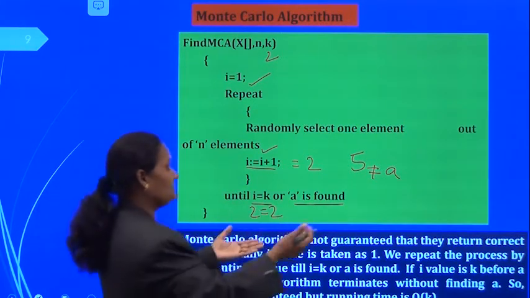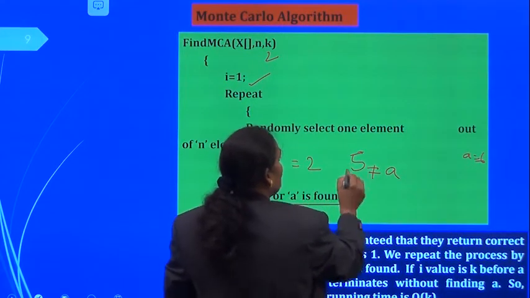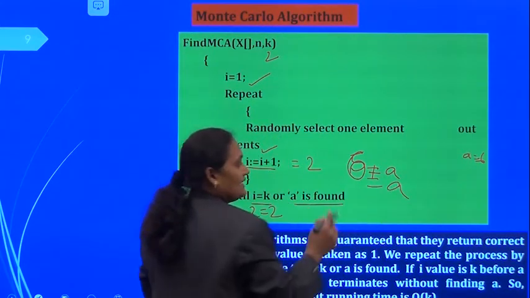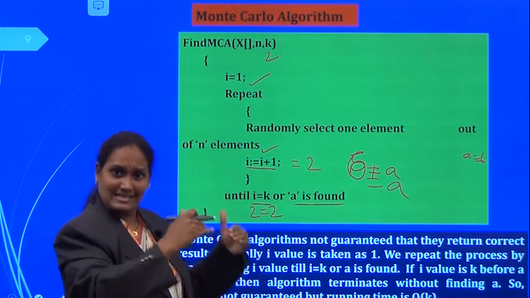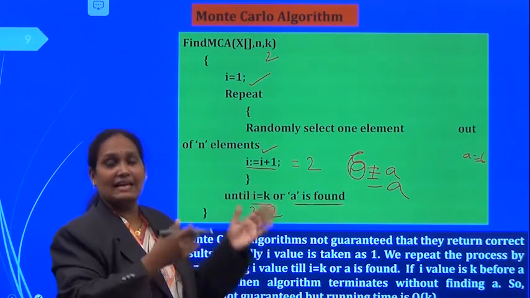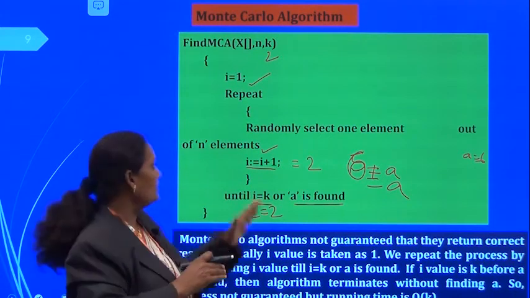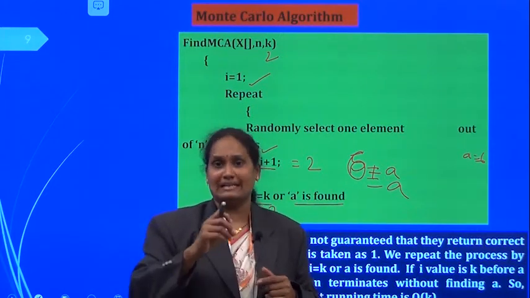But sometimes, suppose for example, a value is 6 and the randomly selected value is 6. Then it is equal to a. In this case, I found a and the algorithm is terminated. So in this case, I have a correct result, a correct output. But in some cases, it may terminate with incorrect output.